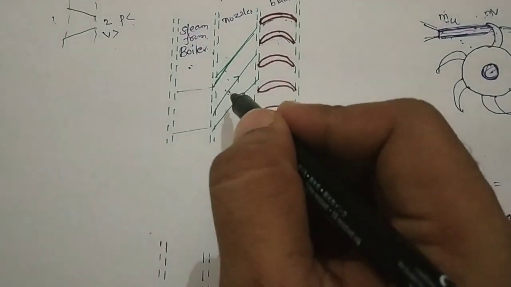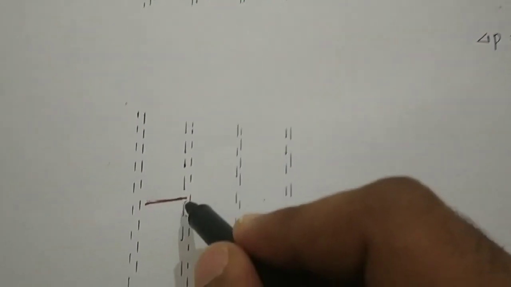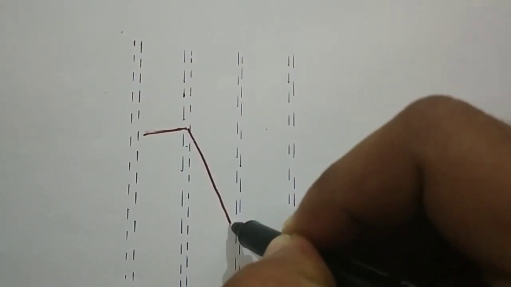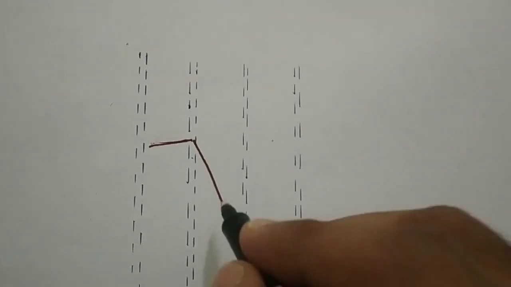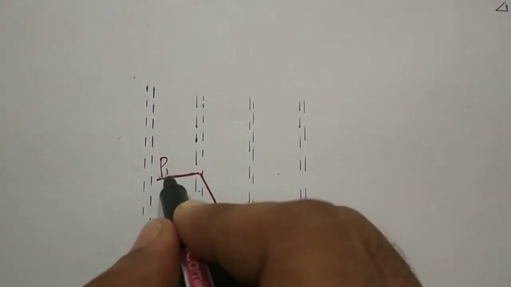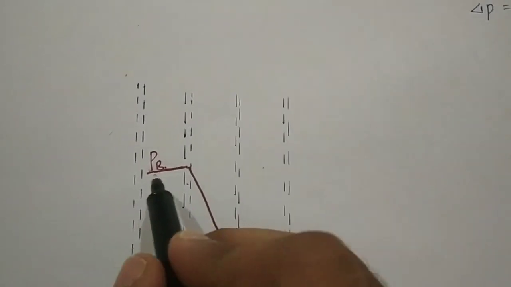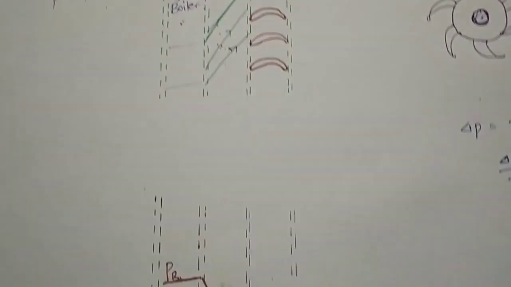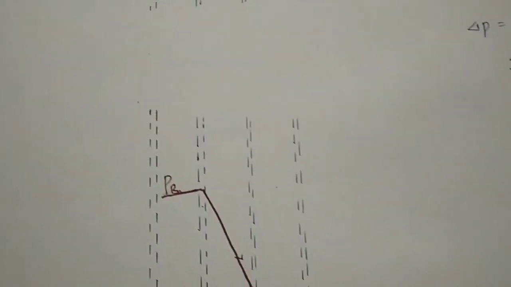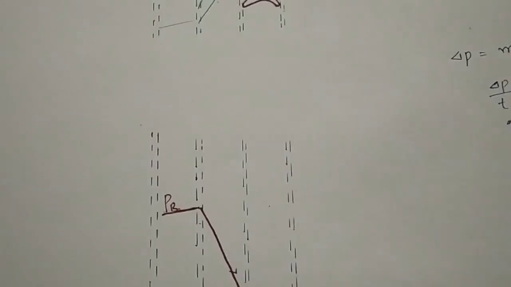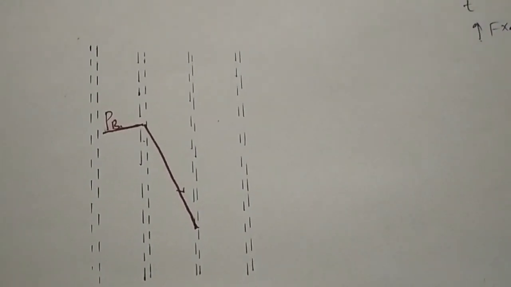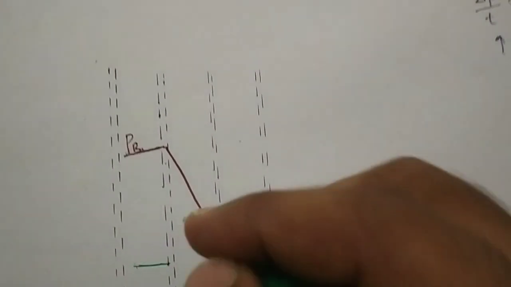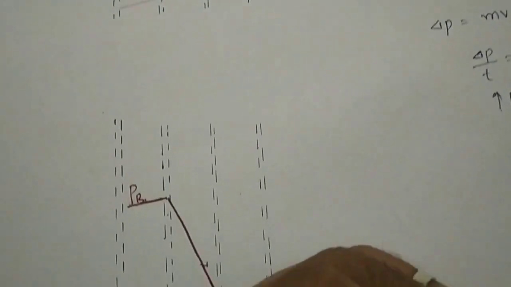What will happen initially in the nozzle? The pressure will decrease. Therefore in the nozzle the pressure is decreasing. This is the boiler pressure, PB. From the boiler pressure the pressure decreases in the nozzle. But pressure decreases while the velocity increases. Now initially it is at this point. What will happen to the velocity in the nozzle? The velocity will increase.